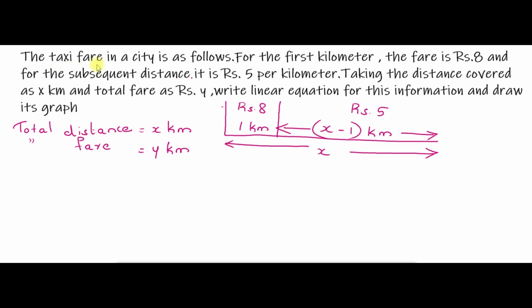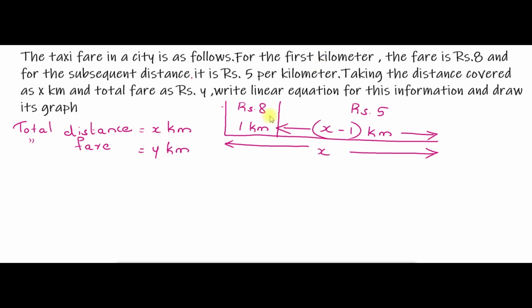Third question. The taxi fare in a city is as follows. For the first kilometer, the fare is ₹8, and for the subsequent distance, it is ₹5 per kilometer. Taking the distance covered as x kilometer and total fare as ₹y, write a linear equation for this information and draw its graph. So you have been given distance covered as x kilometer and total fare as y.